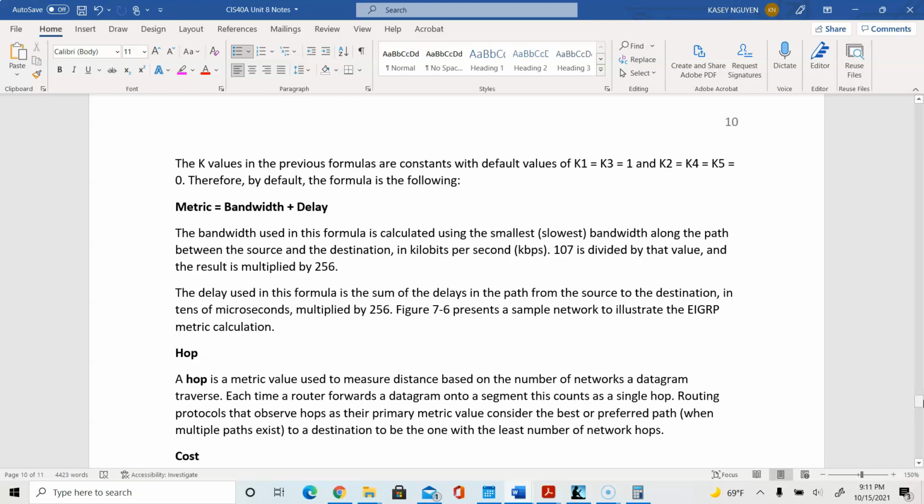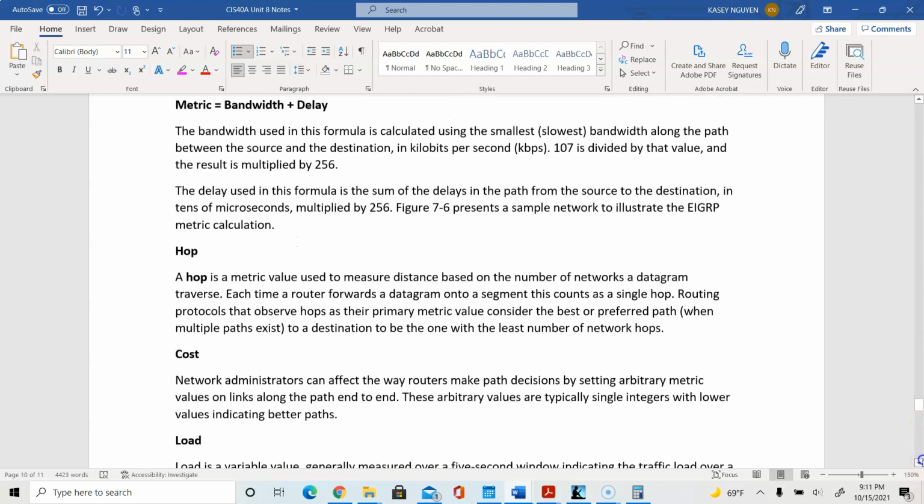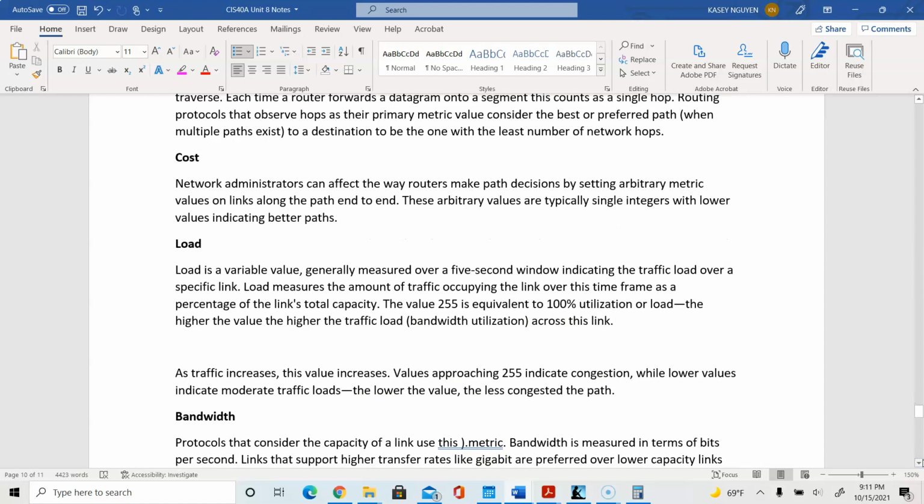The hops is just a value that would be measuring distance based on the number of networks that the datagram would traverse. So each router can represent a single hop, but a segment can also represent a single hop. Now, the administrator can affect how the router makes the decision by putting in an arbitrary value or values of cost to the metric.